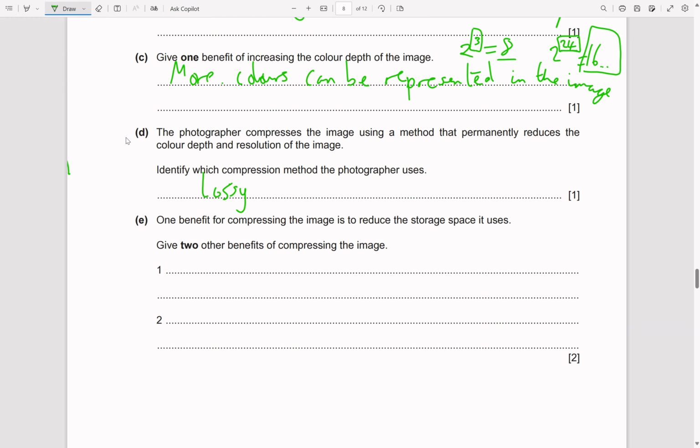Right, one benefit for compressing is reducing the storage space it uses. Give 2 other benefits of compressing the image. So let's say faster to send, or faster to transfer. Let's give examples, e.g., over internet, USB. And similar to this, you can also mention it uses less bandwidth. Because again, it's faster to send because the file size is smaller.